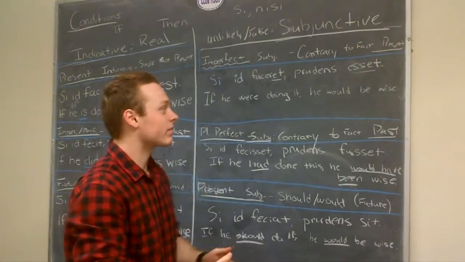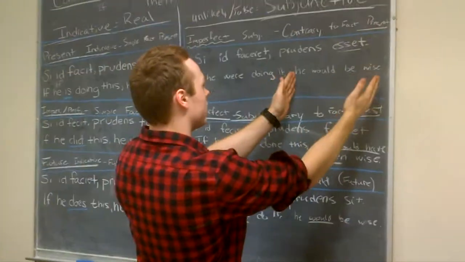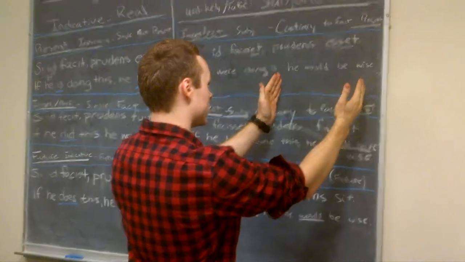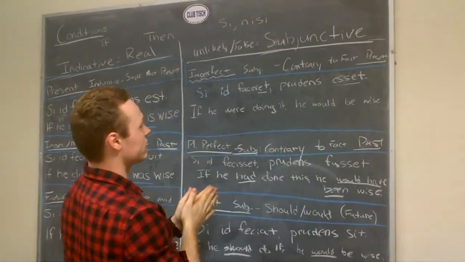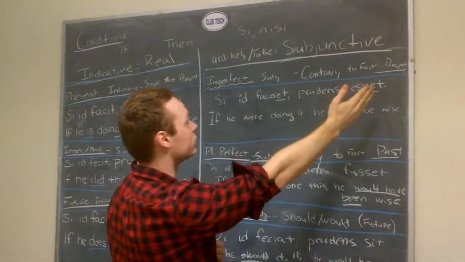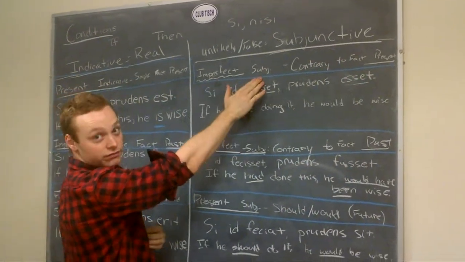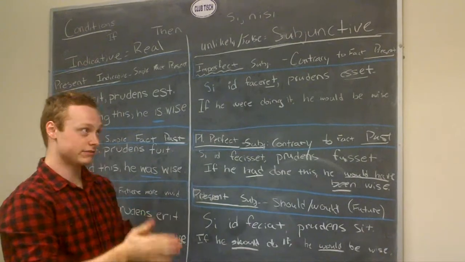he is not. So once again, what is going on in the main clause is dependent on the condition of the subordinate clause. And once again, the contrary to fact present uses the imperfect subjunctive, not the present subjunctive.